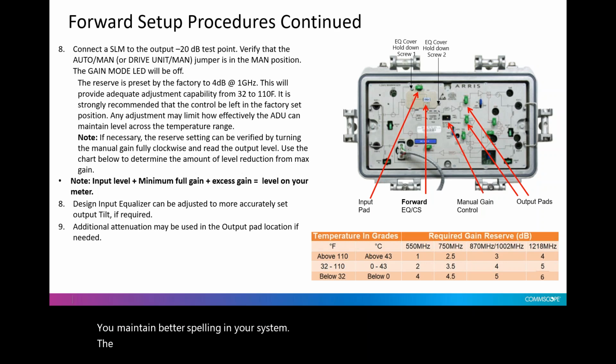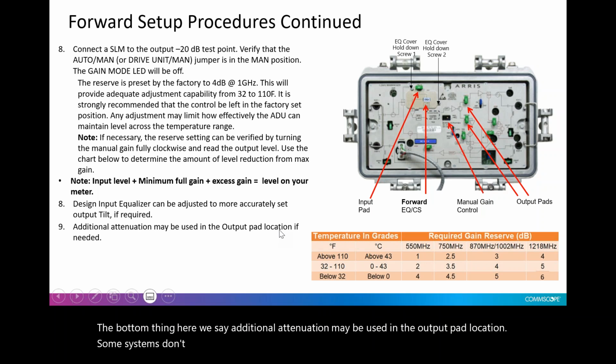The bottom thing here, we say additional attenuation may be used in the output pad location. Some systems don't want you to make a change to that pad. So make sure you're following whatever local procedures there are.